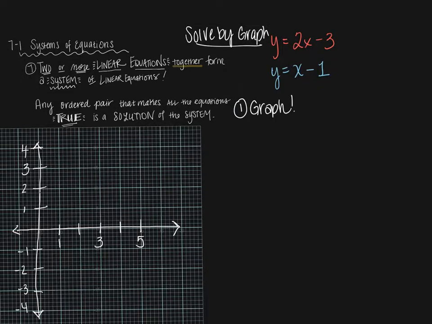In order to solve this by graphing, I actually have to first graph my lines. So make sure that you are following along. You are writing these down with me. You should have some graphing paper handy. And we are going to first graph y equals 2x minus 3.